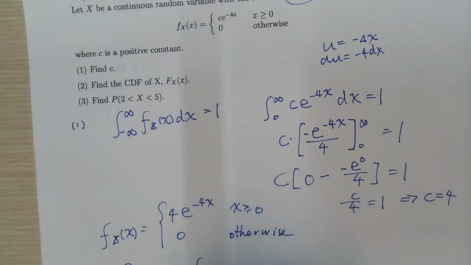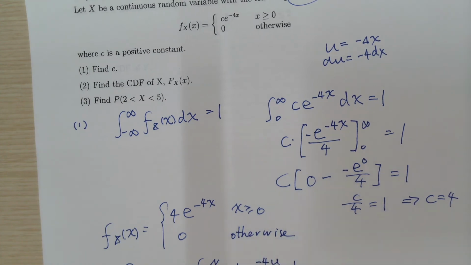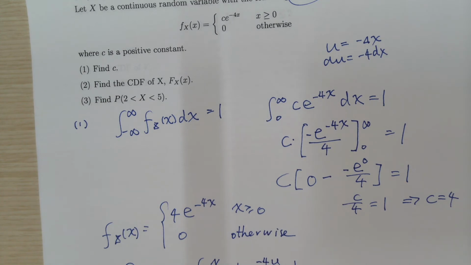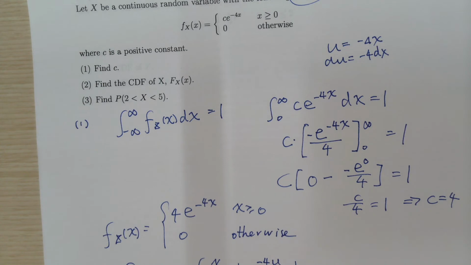So what are we going to do? We're going to set up the integral from negative infinity to x of 4e to the power of negative 4, let's use a different variable, let's call it u, okay? And then easily we know that. So that's the setup.